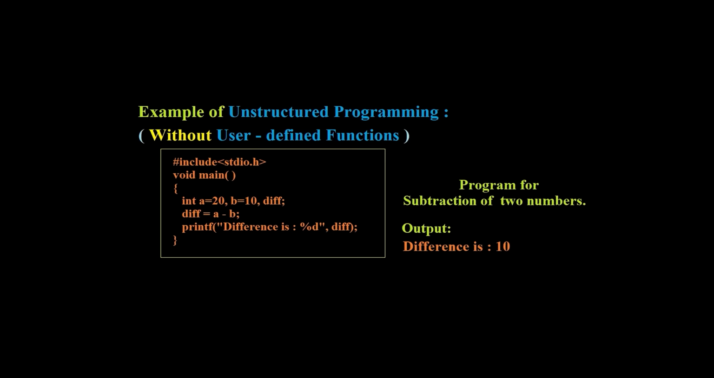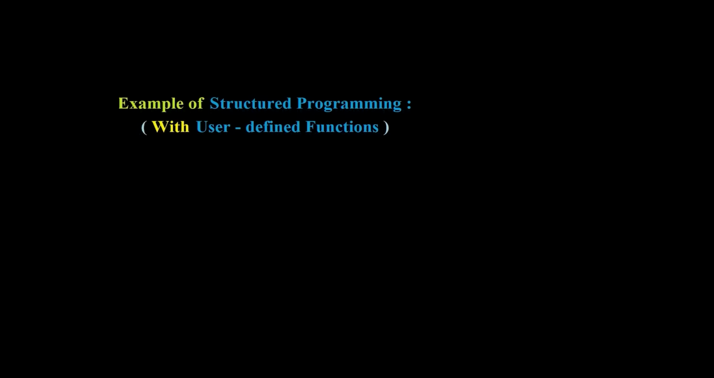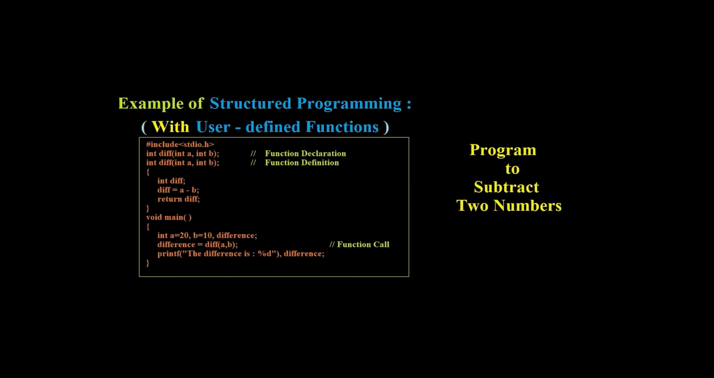Let us see the example of the structured programming mode. In the structured programming mode, the example was like this. As you can see on the screen, first we have to declare the user-defined function. Then we have to define the user-defined function, and finally in the main function we are giving the function call as is displayed in the example. In this case also, when we run this, we get the output, which is the difference is 10.